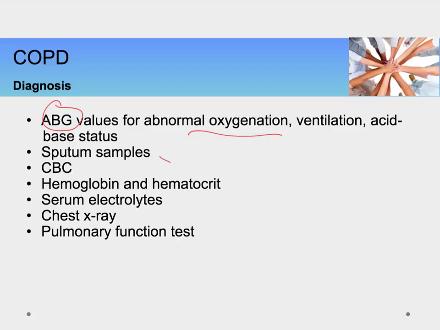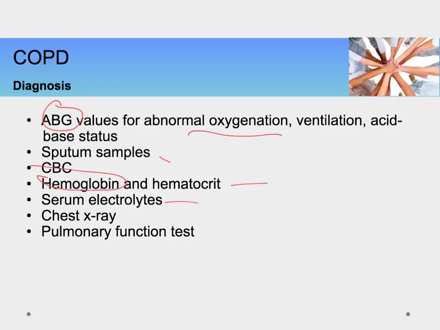CBC, that tells us a lot about a patient. Are they anemic? Do they have an infectious process? If their white blood cells are elevated, things like that. We know the hematocrit and hemoglobin, and hemoglobin is very directly related to our oxygenation status, so that's a good key to help us identify what's going on with the patient.